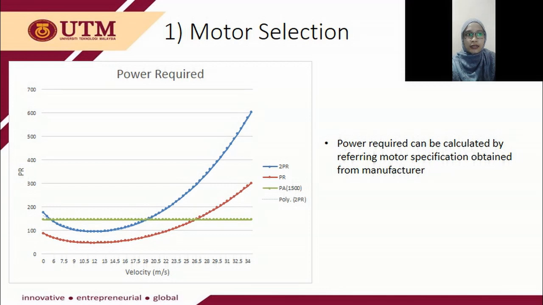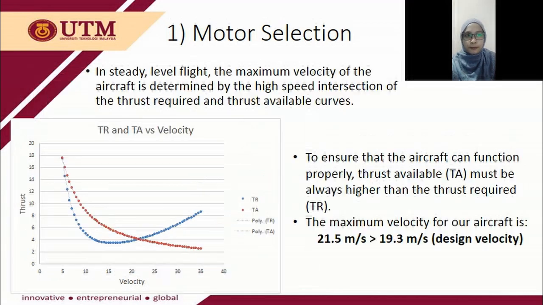2PR refers to the value of doubling the power required. In other words, PR is a very optimistic assumption where usually the aircraft requires more than that. In steady level flight, the maximum velocity of the aircraft is determined by the high speed intersection of the thrust required and thrust available curves. To ensure that the aircraft can function properly, thrust available must always be higher than the thrust required.